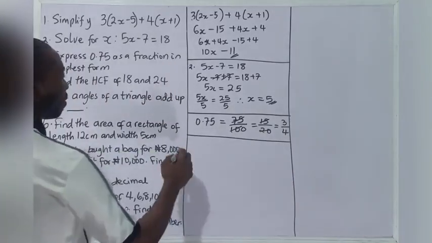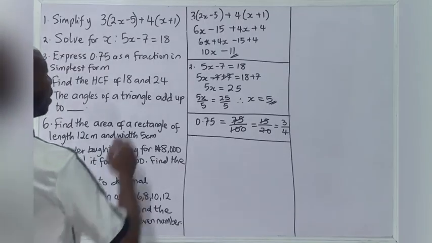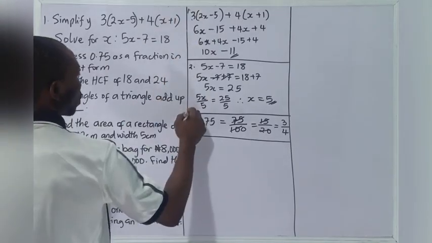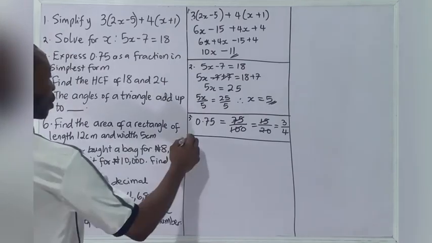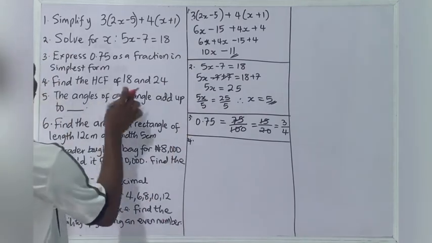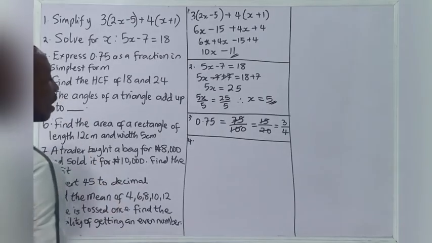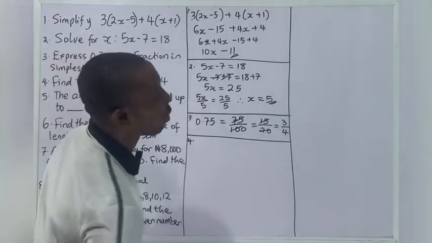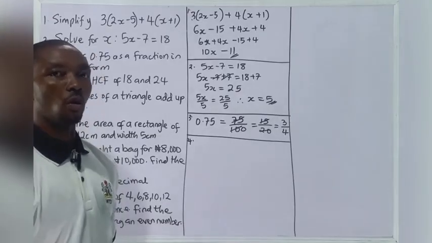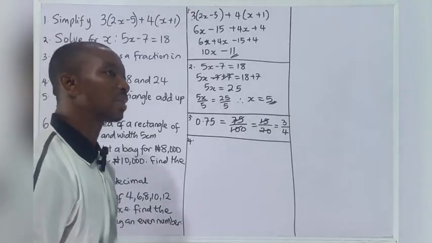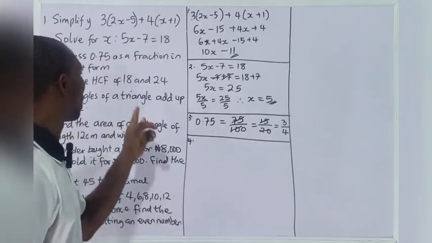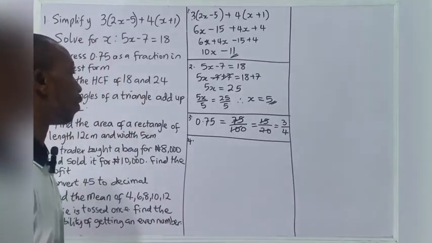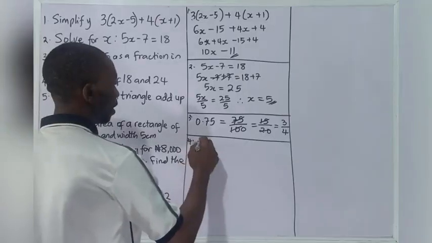And the fourth one says, find the HCF. All right, now question 4. Find the HCF of 18 and 24. Now, when we talk about highest common factor, we are talking about the highest factor that can divide 18 and 24. All right, so let's look at 18.